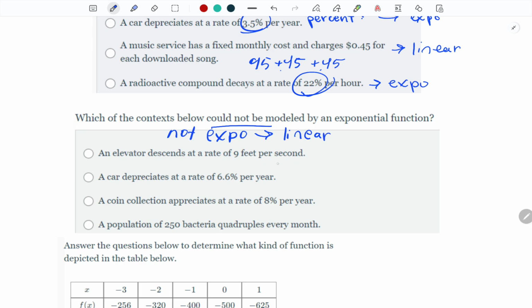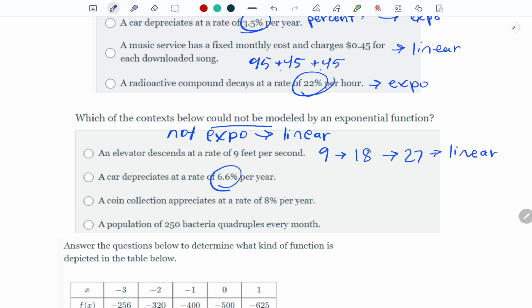Okay, an elevator descends at a rate of 9 feet per second. Well, 1 second is 9 feet. 2 seconds is 9 plus 9 feet. So I'm adding, I would say 18, right? 18 feet. 1 more second would be 27 feet. I'm adding 9 each time, okay? So this is going to be my linear.